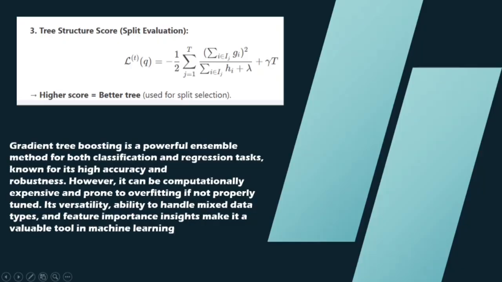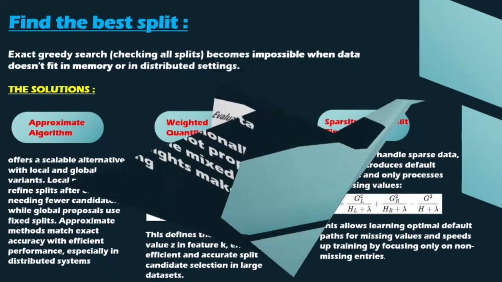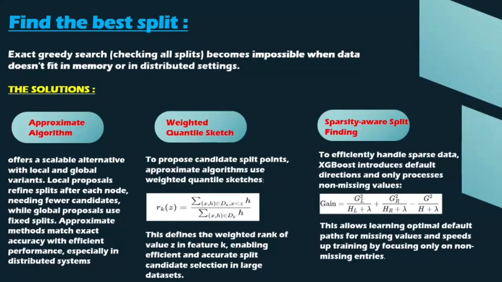A greedy algorithm is a problem-solving approach that makes the best possible choice at each step, hoping to arrive at the optimal solution. An exact greedy algorithm is a specific type of greedy algorithm that is guaranteed to find the optimal solution to the problem. But exact greedy search becomes impossible when the data doesn't fit in memory or in a distributed setting.